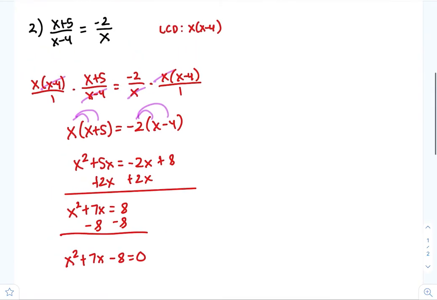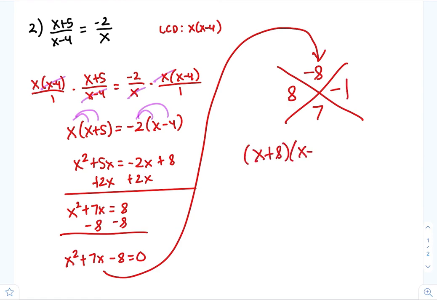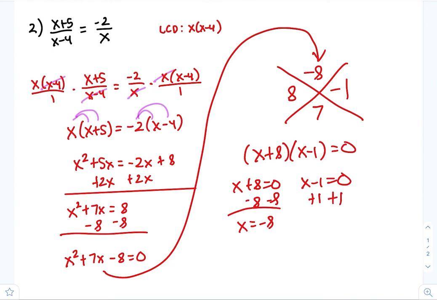And now, this is just simply solving for a quadratic. So let's factor -8 and 7. Two things that multiply to -8, but when added together give you 7. That is +8 and -1. So your factors are x plus 8 and x minus 1 equals 0. Remember, those are your factors, so to solve, just set both of them equal to 0, and you solve. And there is our answer.